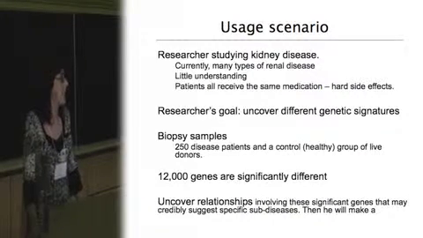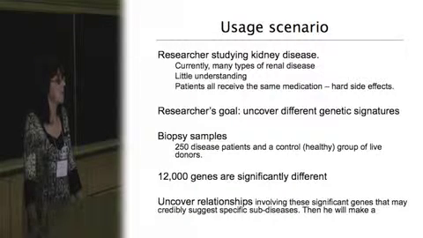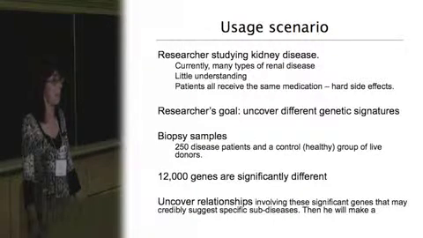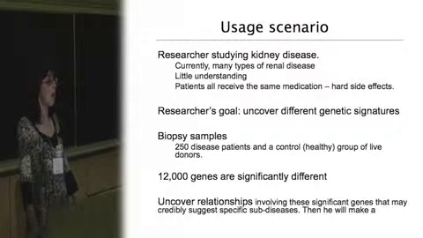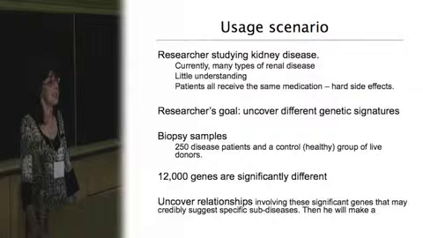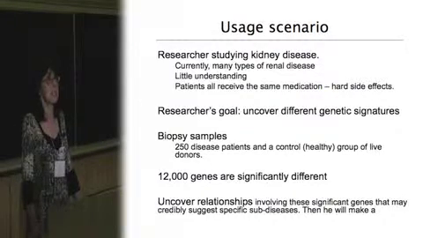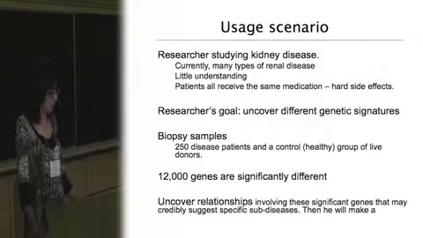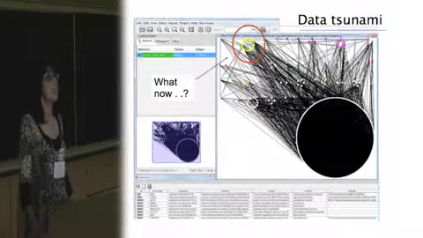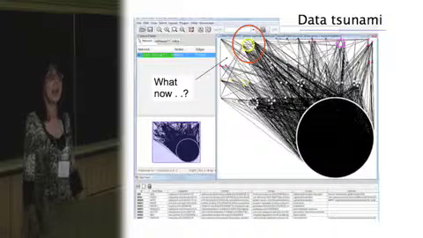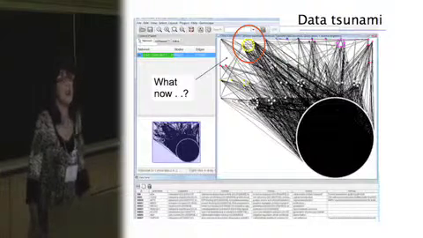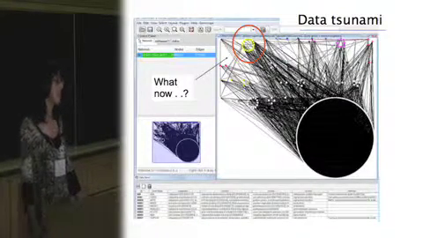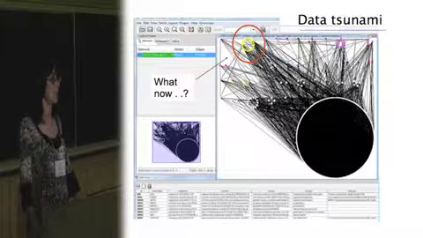And so in this case, the researcher has biopsy samples of 250 disease patients and a control healthy group of donors, and finds 12,000 genes that are significantly different between the two groups. And his goal is to uncover relationships involving these different genes that may credibly suggest some subdiseases, and then make a transition to some causal explanations. He feeds those genes into a program, and now rather than my nice, neat presentation graphic that I have to show you, this is really what he sees, and this is really what most researchers doing this kind of work see. Okay, so where do you even begin to look into this?